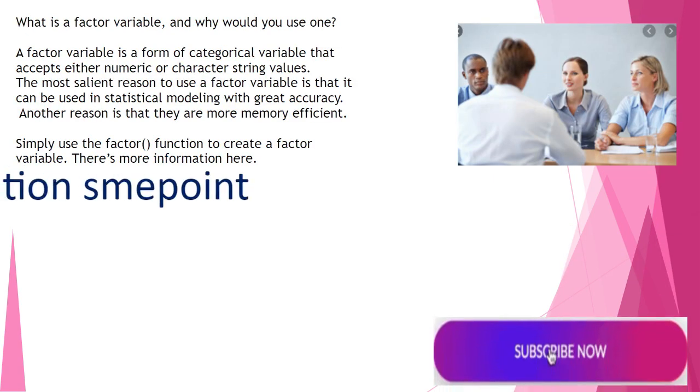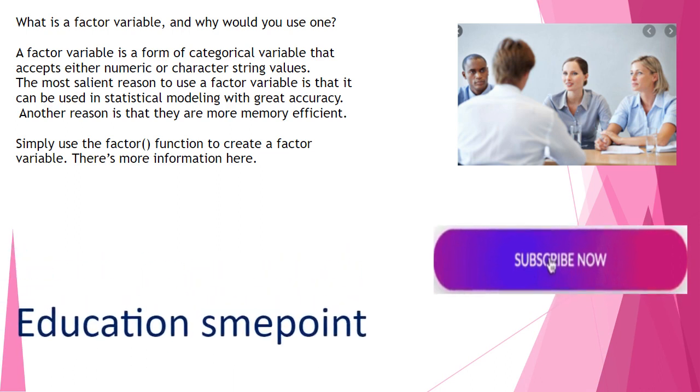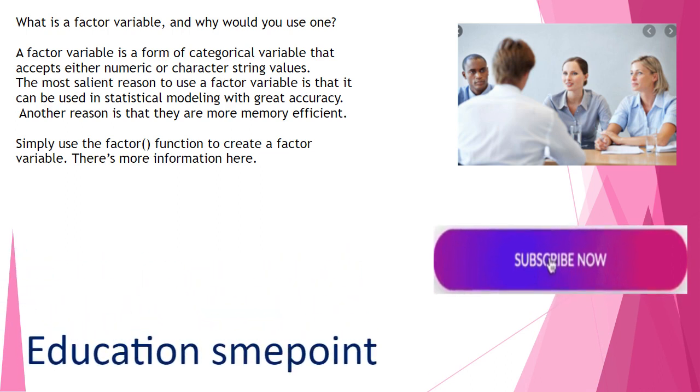What is a factor variable, and why would you use one? A factor variable is a form of categorical variable that accepts either numeric or character string values. The most salient reason to use a factor variable is that it can be used in statistical modeling with great accuracy. Another reason is that they are more memory efficient. Simply use the factor function to create a factor variable.